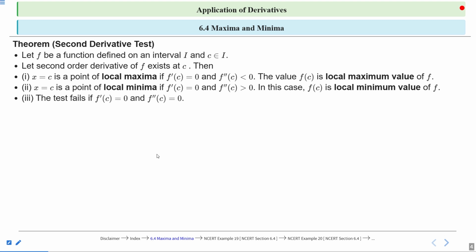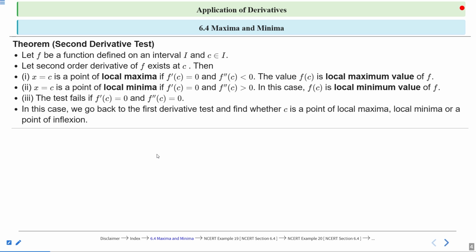Part third, the test fails if f dash c equal to 0 and f double dash c also comes out to be 0. In this case, we go back to the first derivative test and find whether c is a point of local maxima, local minima, or a point of inflection, right? Clear? So if f dash c equal to 0 and f double dash c equal to 0, we go back to the first derivative test and find whether c is a point of local maxima, local minima, or a point of inflection, okay?